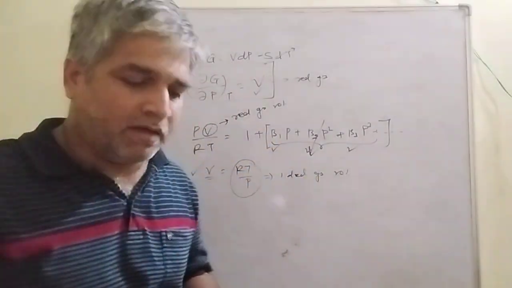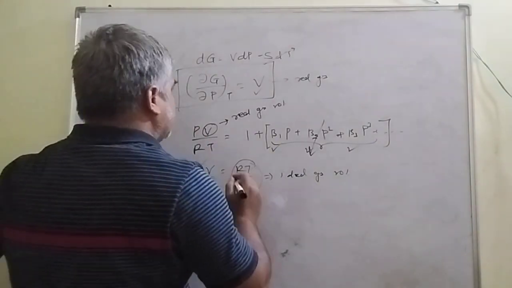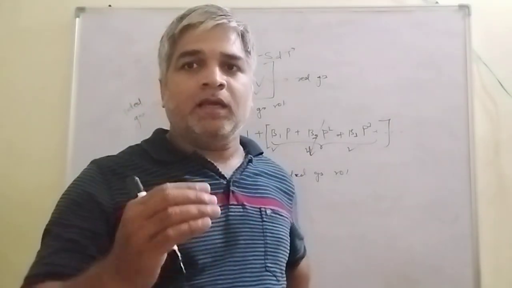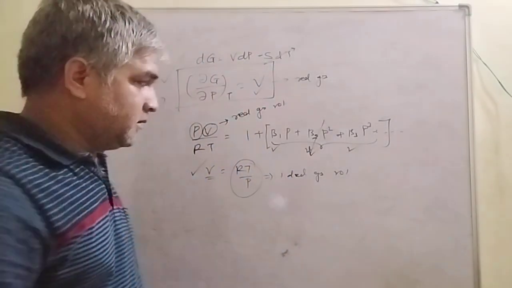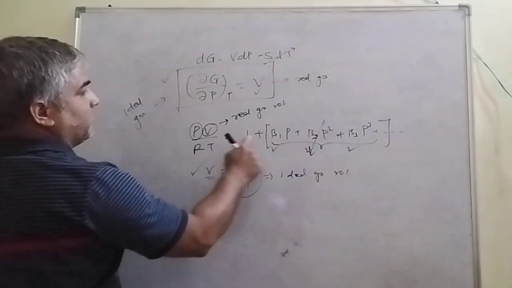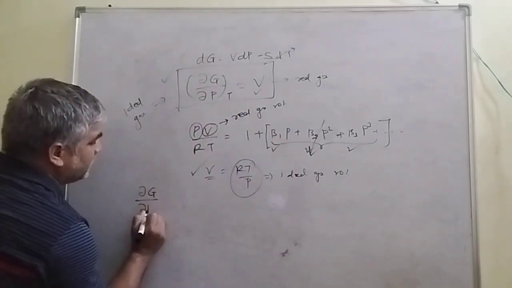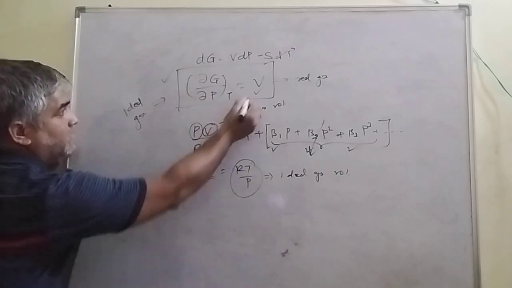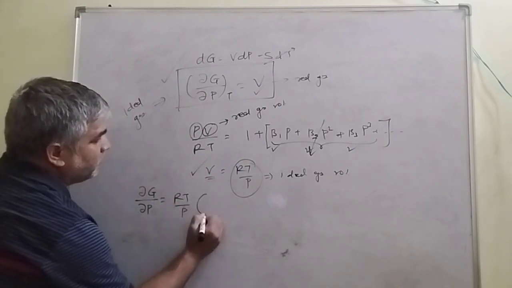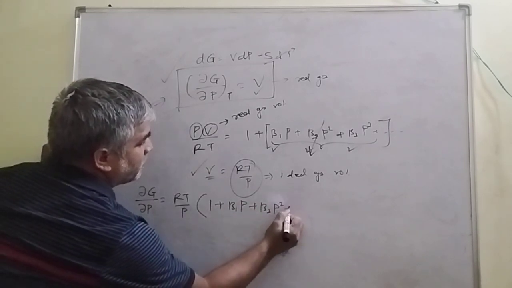So why am I doing this? Because I want to estimate this real gas P, and how it is related to the ideal gas P. If I substitute this equation for PV by RT, then I get del G by del P at constant T is V, and V I can write as RT by P into 1 plus B1 P plus B2 P square plus and so on.